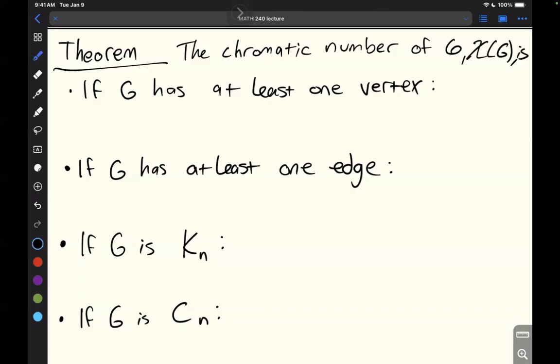A cycle. It's like a path if we brought it back together at the end.